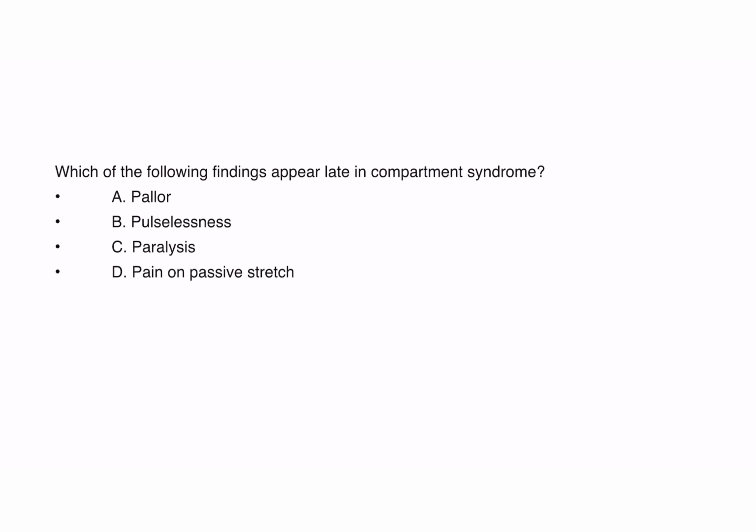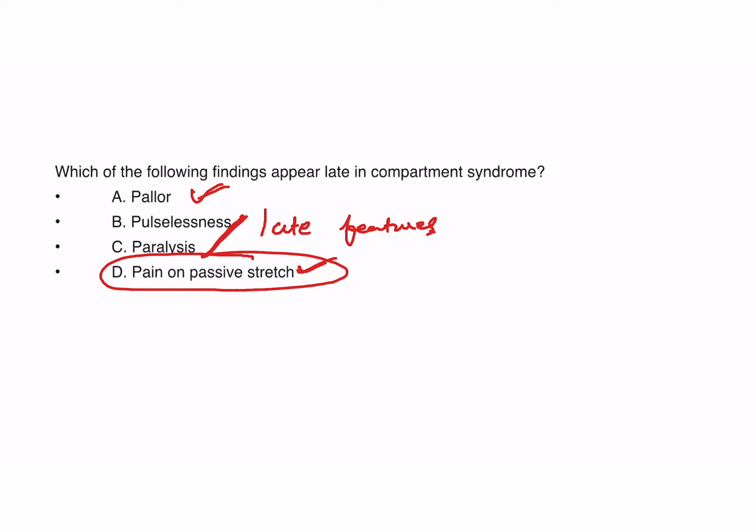The next question is again from compartment syndrome. This question asks about the late feature of compartment syndrome. Pallor, pain on passive stretching, these are characteristic features of compartment syndrome, and the earliest feature is pain on passive stretching. That is the earliest feature. But where is the confusion here? Is it pulselessness or paralysis? To my knowledge, both are late features. Both are late features. And among these, which is the later?